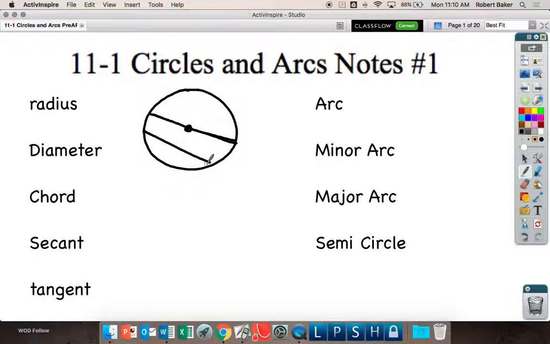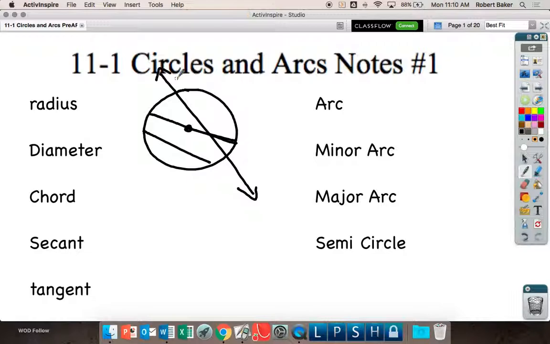Secant. Secant. A secant is like a longer chord. A secant is a line that goes through a circle. So a secant is a line that goes through a circle.